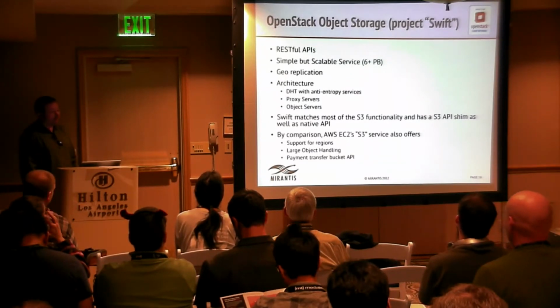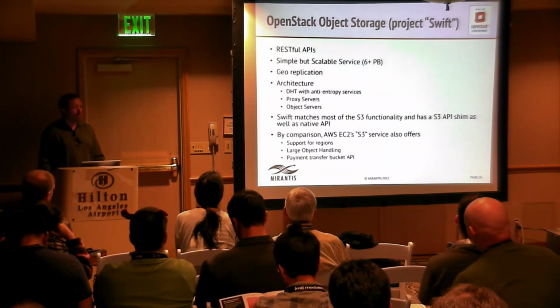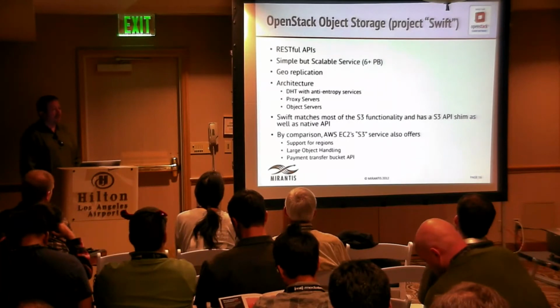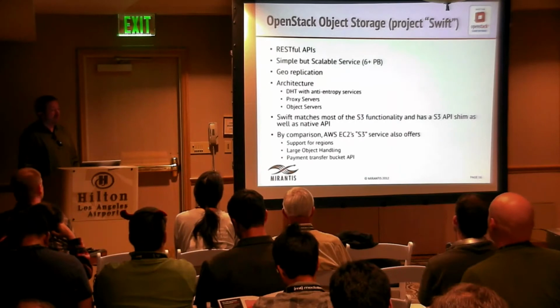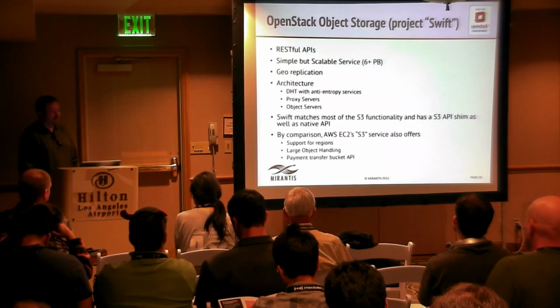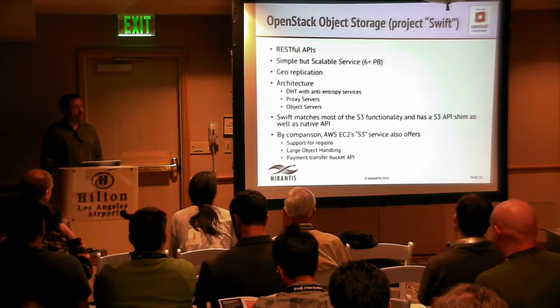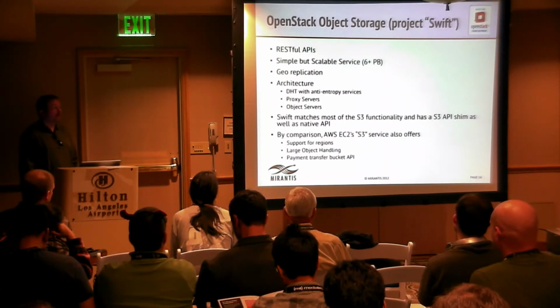Architecture, well, at its core, it is a DHT. If you guys read the Dynamo paper, nothing new there. It's actually a simplified version of the DHT. It's a lot simpler than Riak and some of its other DHT cousins. But it does have something interesting. It has anti-entropy services. So there are going to be crawlers going through and making sure that your data does not get corrupted, that your data is still there, and will replicate and detect failures.